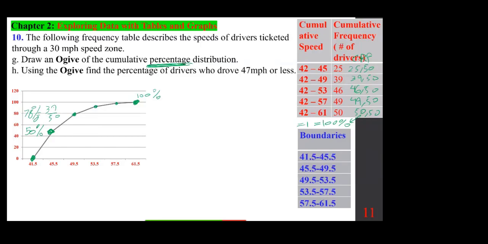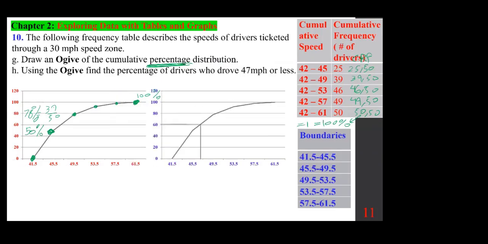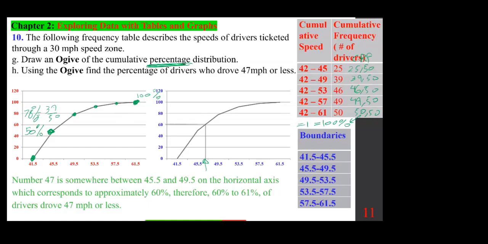The next thing is asking, using the ogive, find the percentage of drivers who drove 47 miles per hour or less. So you're going to locate 47 along the horizontal axis. Corresponding to that along the vertical axis is the answer. Here's what we do. Take a look at this location roughly. So locate 47 along the horizontal axis. Okay, the number 47 is somewhere between 45.5 and 49.5 on the horizontal axis, which corresponds to approximately 60%, maybe 61%, of drivers who drove 47 miles per hour or less.